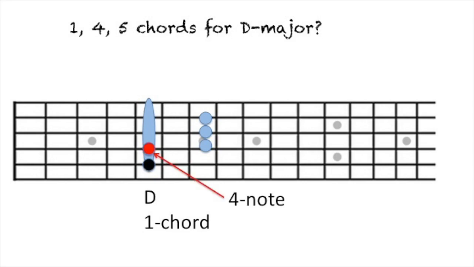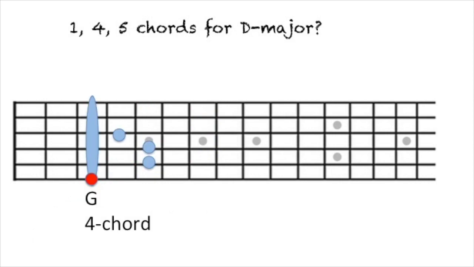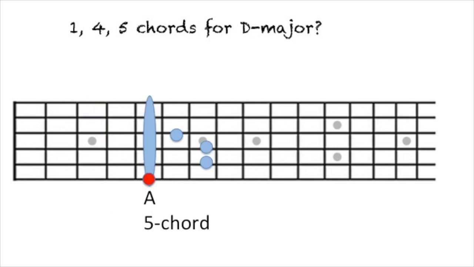But how do we move to the next string to get the 4 and 5 chords? Maybe we've only learned the E and A-shaped bar chords. Here's a simple option. We'll rely on our knowledge of octaves. Instead of going to the 5th fret of the D string, let's go an octave back from there. That's the G note. So, the 4 chord is G major, and the 5 chord is 2 frets up from there.